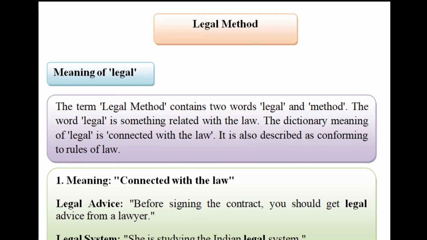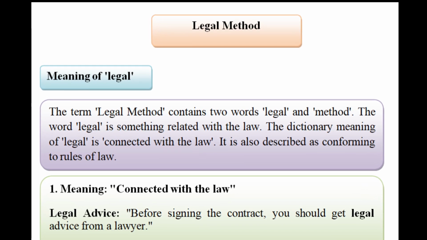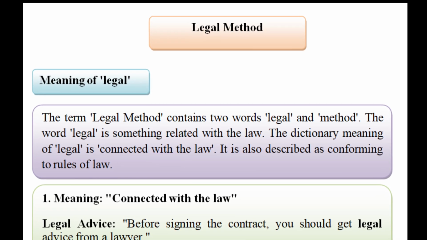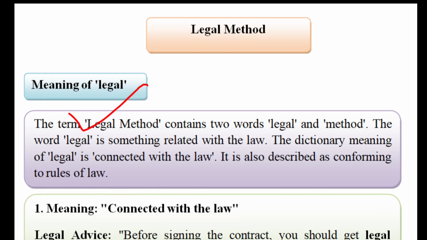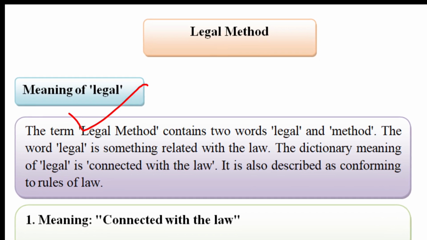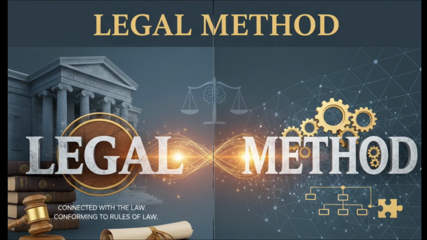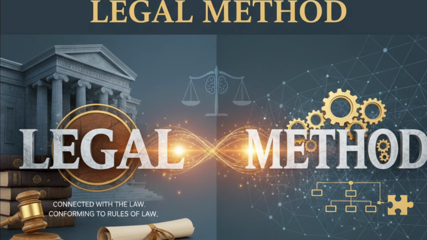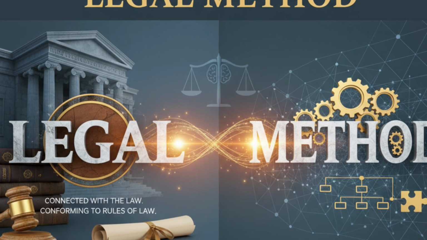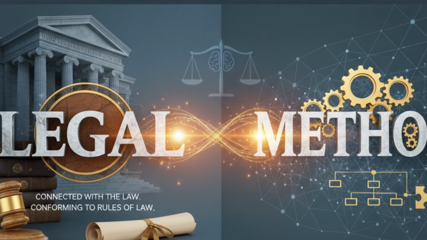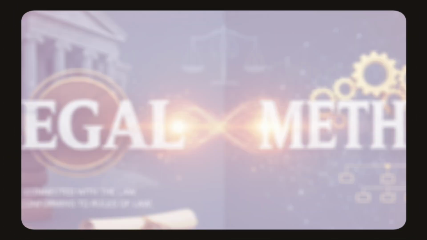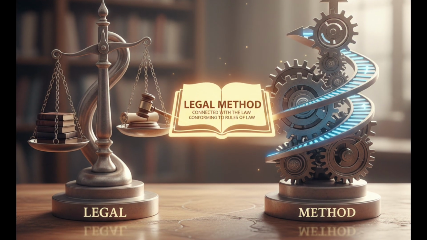Today we are going to discuss the meaning of legal methods. Friends, the term legal method contains two words, legal and method. The word legal is something related with the law. The dictionary meaning of legal is connected with the law. Dear friends, the word legal is also described as conforming to rules of law.